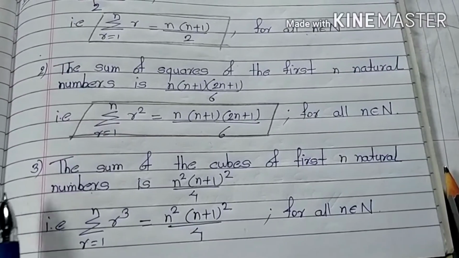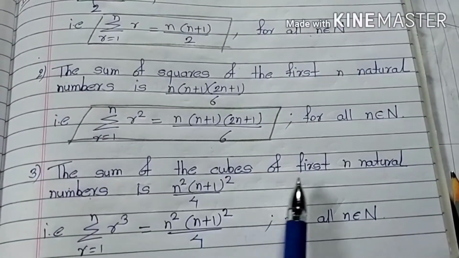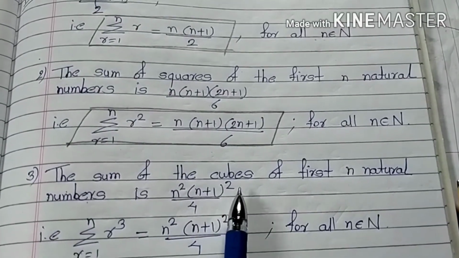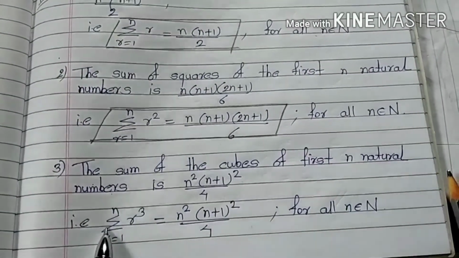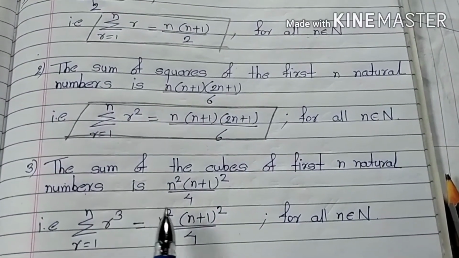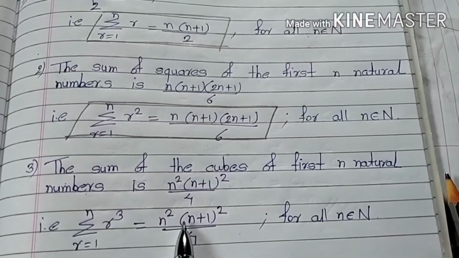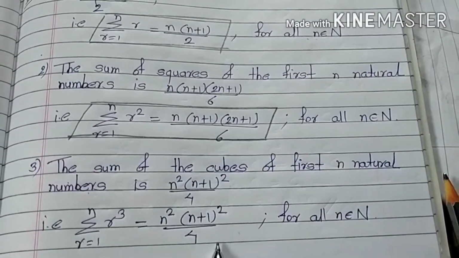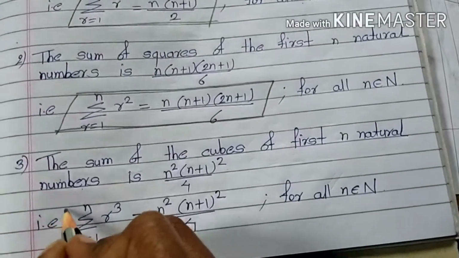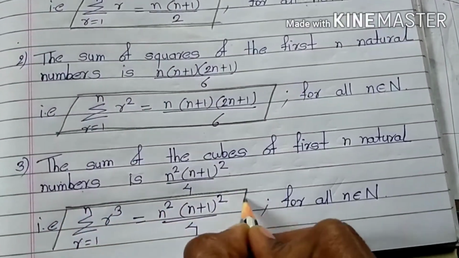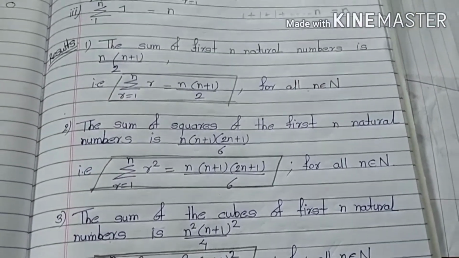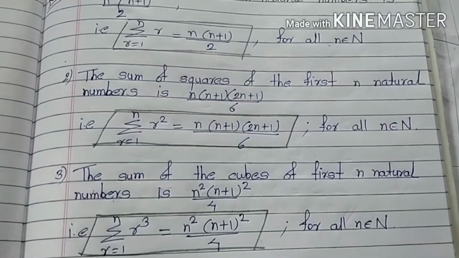Now next formula, the sum of cubes of first n natural numbers is given by n square into n plus 1 square upon 4. So it is like that: summation of r cube where r runs from 1 to n is equal to n square into n plus 1 square upon 4, and here also n belongs to natural numbers. This is also a very important formula. So these three formulas are very important.